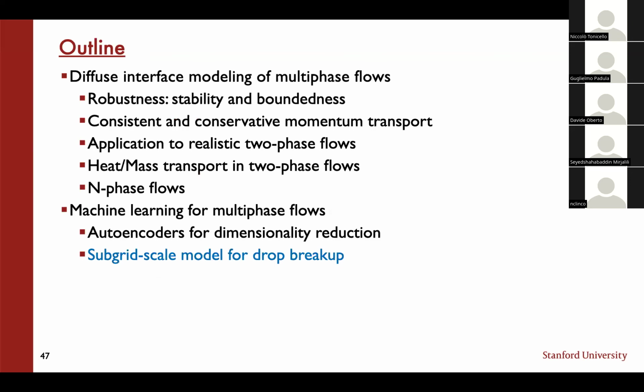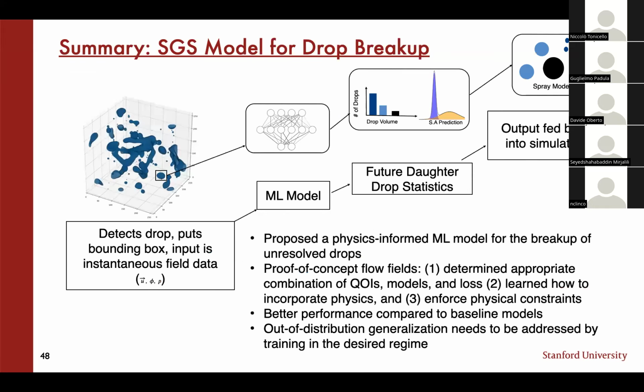All right, last but not least, the subgrid scale model for drop breakup. This is basically my last point. Okay, almost done. The idea here was that in a lot of problems, you cannot have enough resolution. Even if you're capturing the Kolmogorov scale, you cannot have enough resolution to capture the breakup of the droplets. And so the idea here was to train a model that can predict the statistics of a drop after its breakup. So we trained a neural network that would predict the droplet statistics at a future time, and that output would be fed back into the simulation in terms of Lagrangian particles.